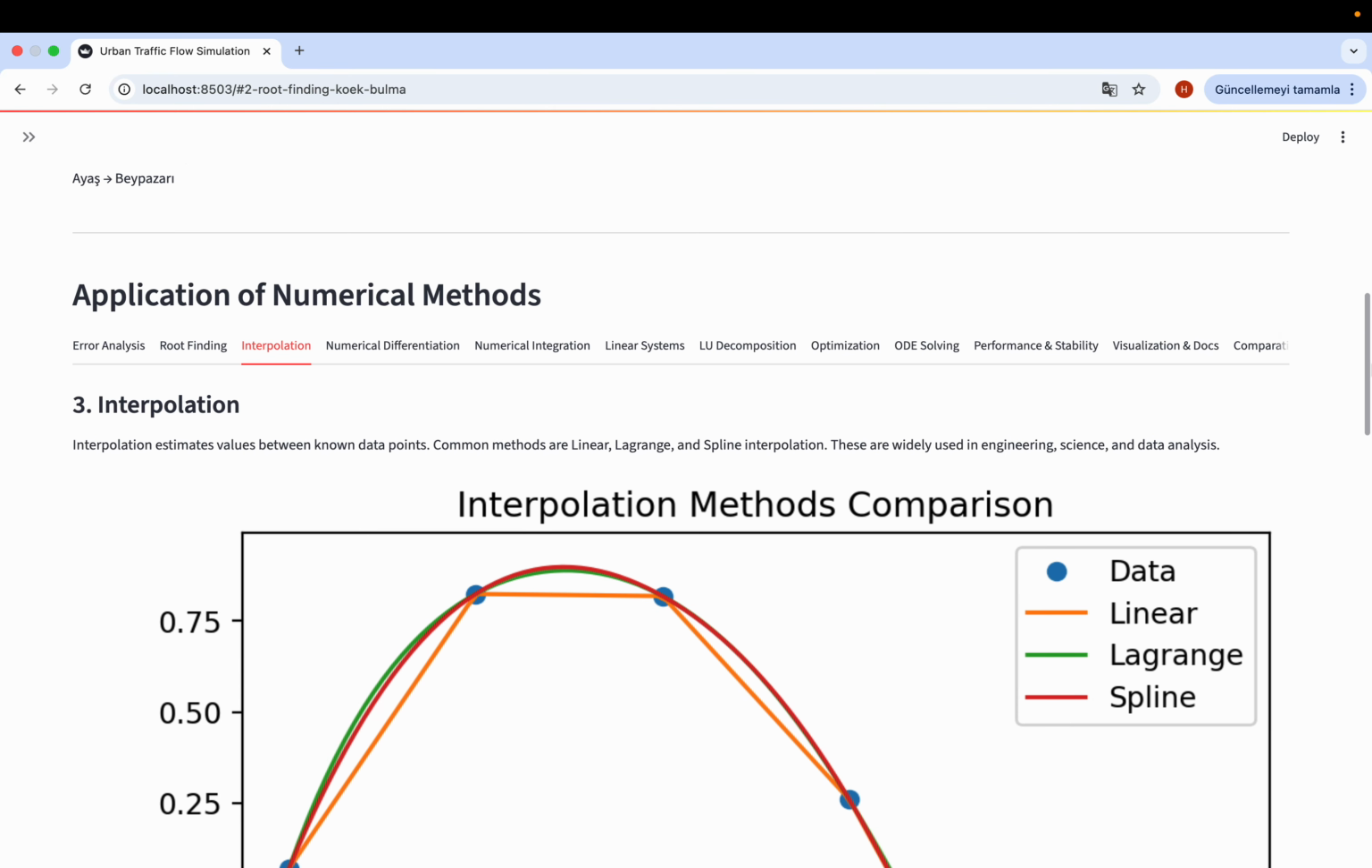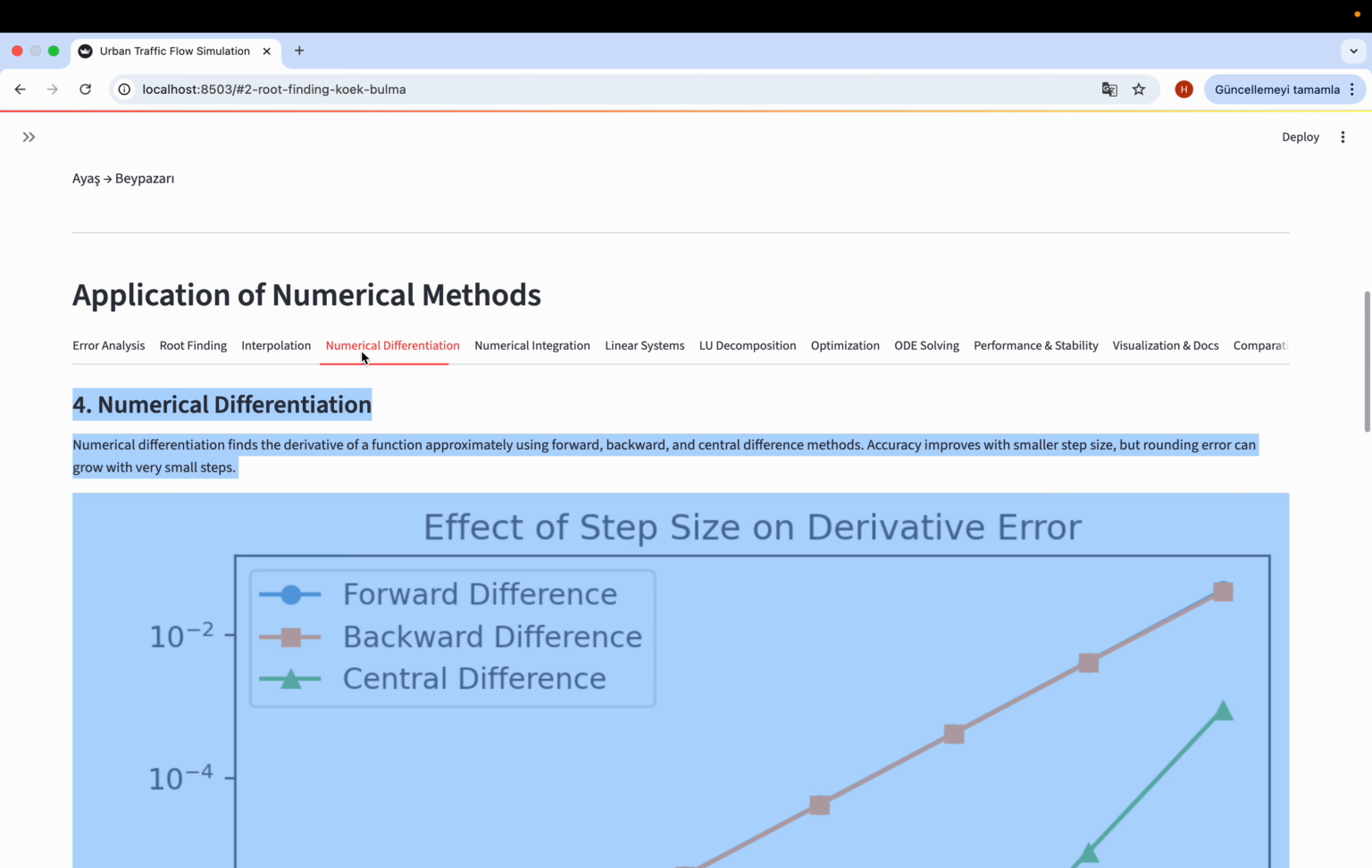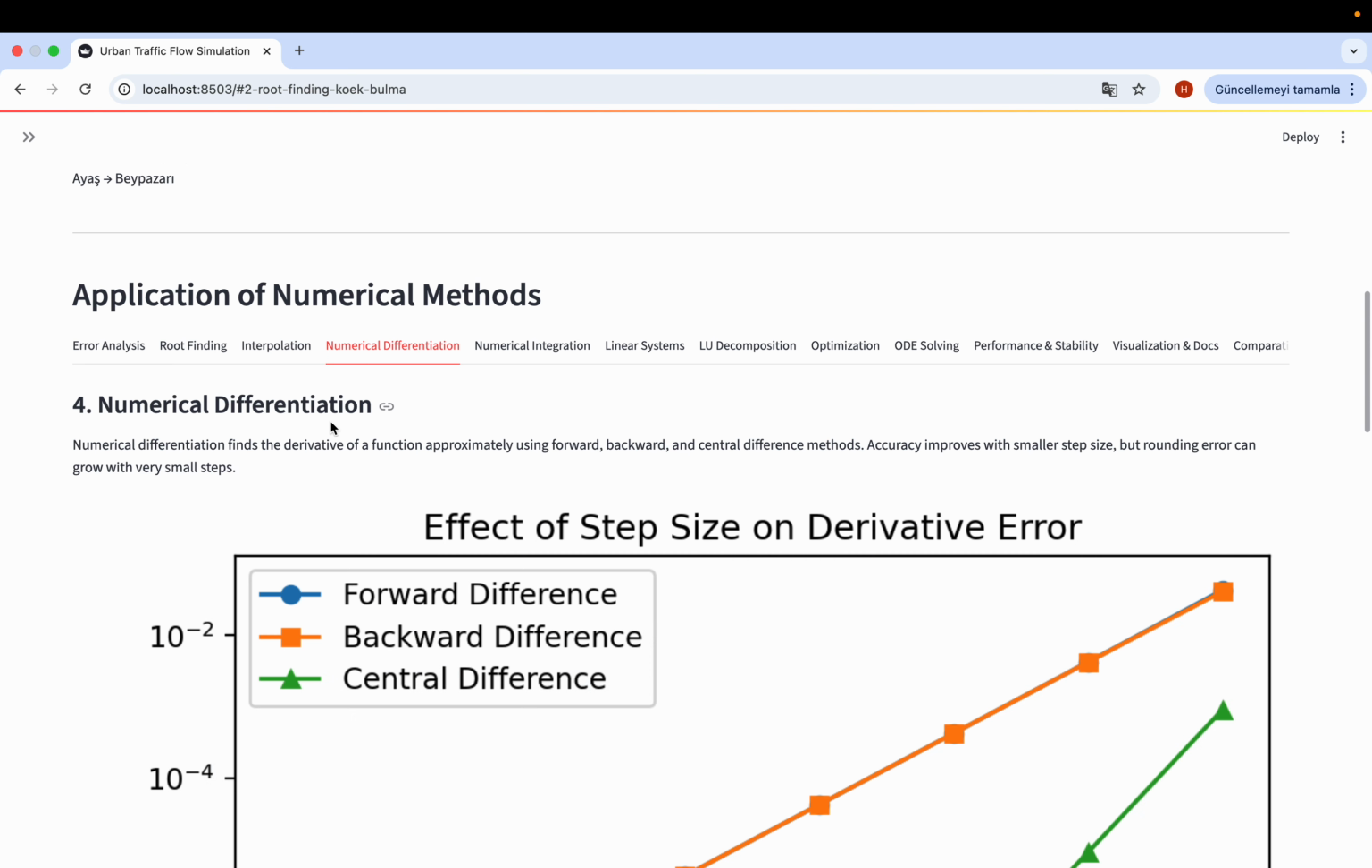We continue with numerical differentiation. Numerical differentiation finds the derivative of a function approximately using forward, backward, and central difference methods. Accuracy improves with smaller step size, but rounding error can grow with very small steps.